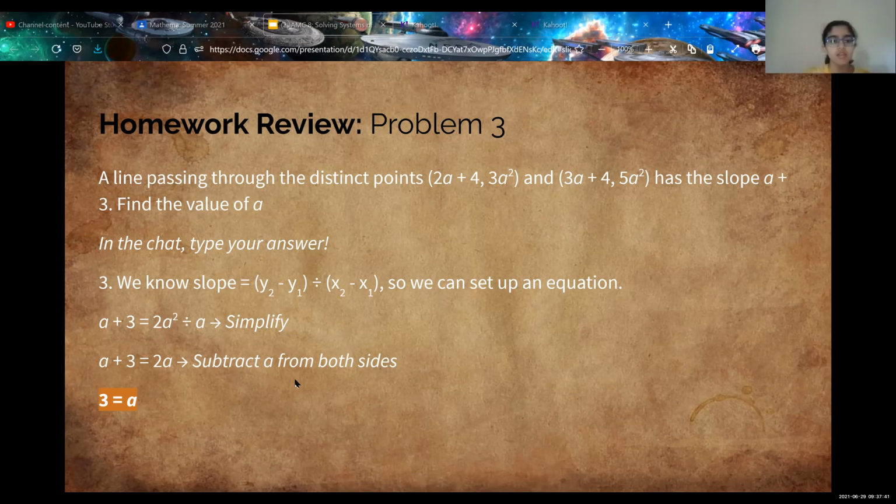Okay, so we know that slope is equal to y2 minus y1 divided by x2 minus x1. So all we're doing is plugging in the values we know to be true. We know that the slope is a plus 3, so we plugged a plus 3 in for the slope. Then we know that 5a squared is y2 and 3a squared is y1, so we get 5a squared minus 3a squared, which is just 2a squared. And we also know that x2 is equal to 3a plus 4 and x1 is equal to 2a plus 4. So that means we get 2a squared divided by a for that side. So all we're doing is plugging in the values.